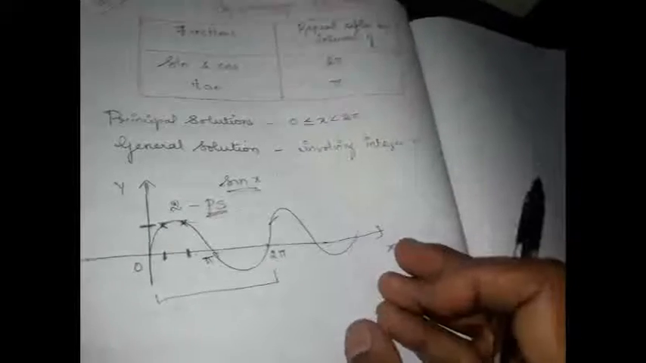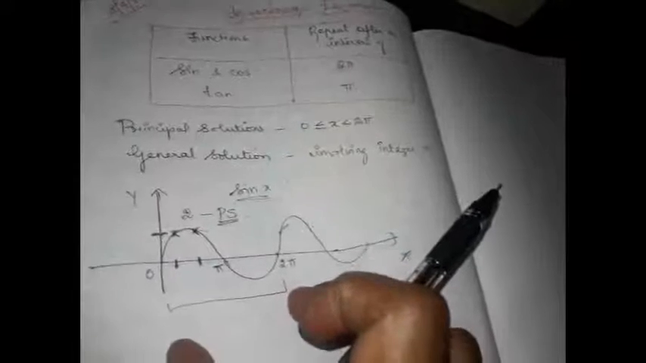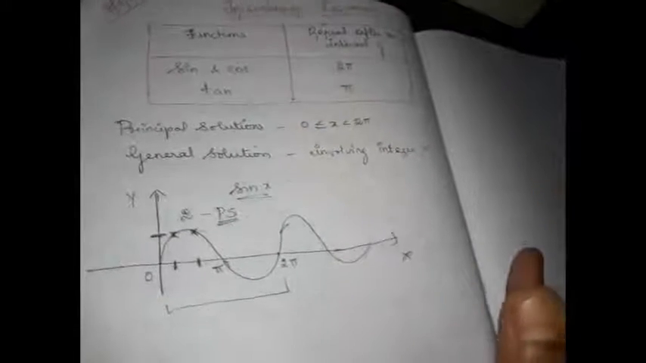Alright, every trigonometric function will have infinitely many solutions since it repeats after a particular interval. So we restrict our range as 0 to 2 pi and we will call it the principal solution, and the remaining solutions, the generalized form, the general solution.